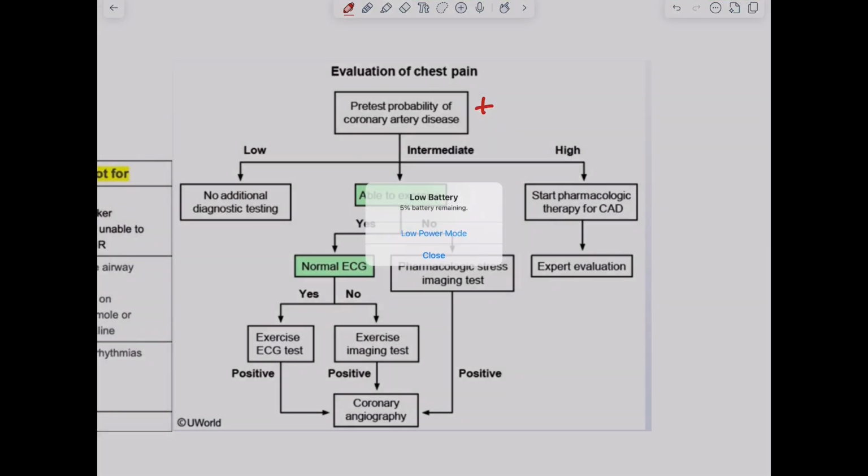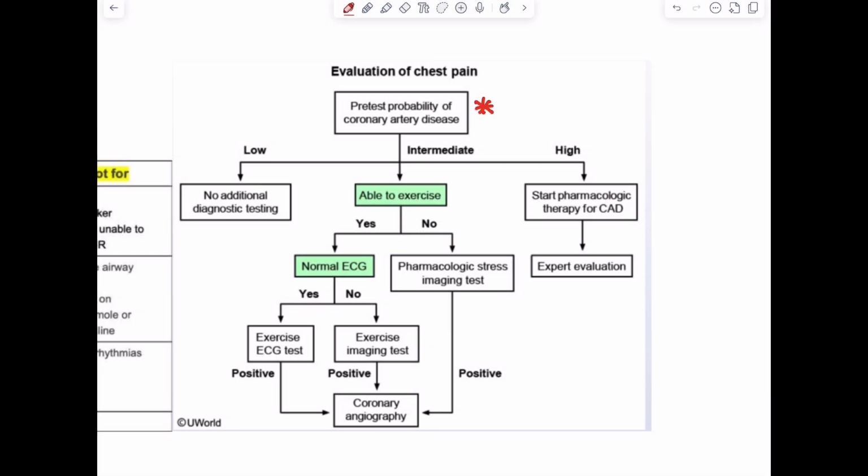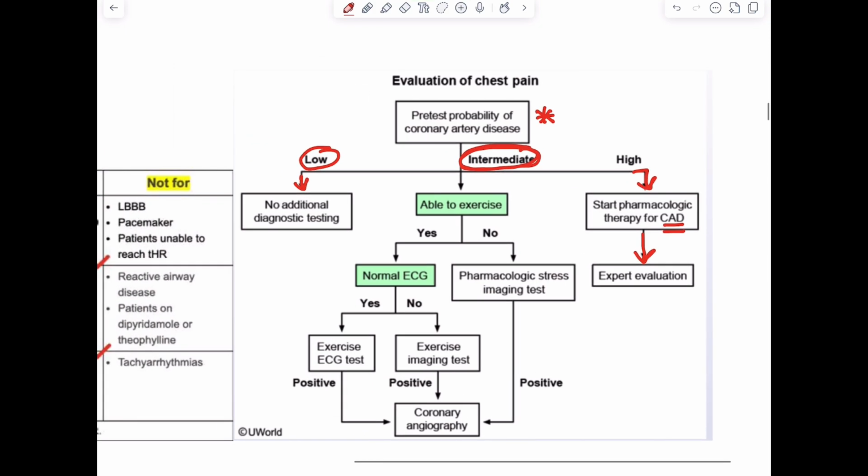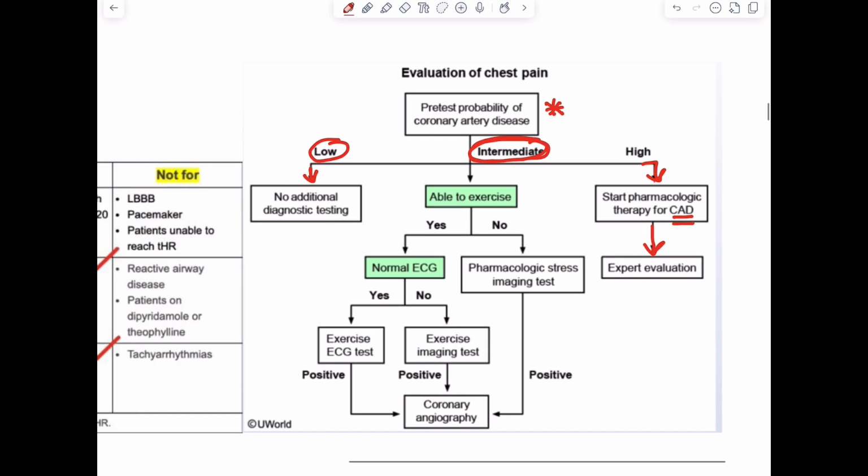Okay, so here we calculated the pretest probability, okay? We said that low people, they don't get any additional testing. High people, they get the pharmacological therapy for coronary artery disease, and you send them to a cardiologist. In the question stem, your patient is right here, and you need to do a stress test. And the type of stress test is going to depend on two things. It's going to depend on ability to exercise and their baseline ECG that you did in the very beginning of this lecture.